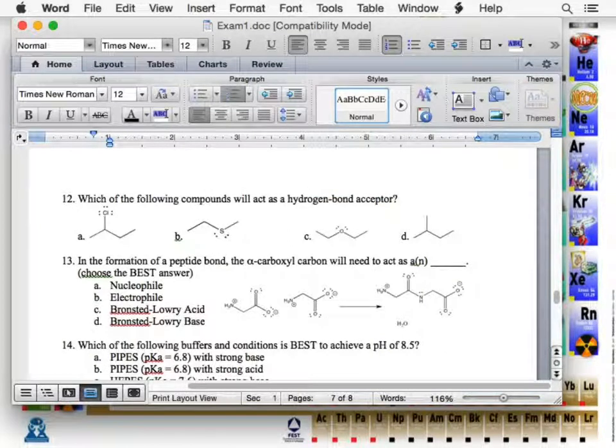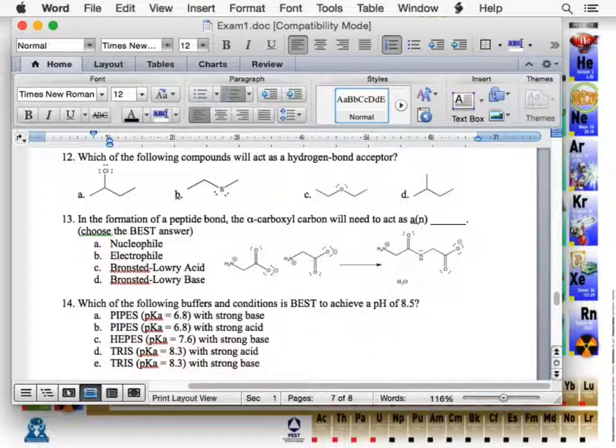Which of the following compounds will act as a hydrogen bond acceptor? To accept a hydrogen, what does it need to have? So the quick answer is electrons. Notice all but D have electrons. A hydrogen bond acceptor is not just an electron donor. It is an electron donor coming from oxygen, nitrogen, or fluorine, which means B and A are not correct answers. C is the only one.